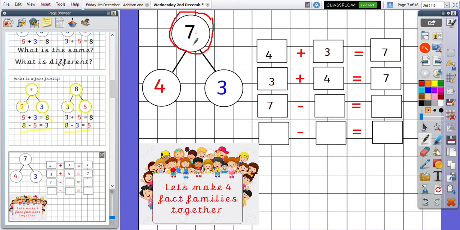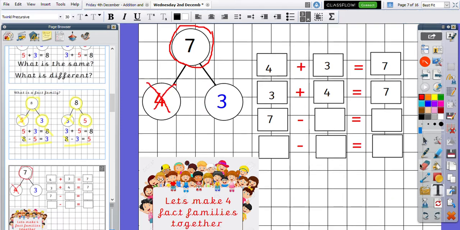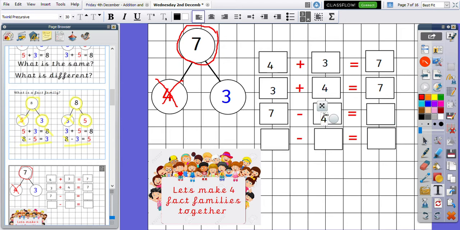Okay, I'm now going to take away one of my parts. So I'm going to take away my 4. So I'm going to write that in. I'm going to take away 4. And what am I left with? I am left with the number 3. Fantastic. Right then, let's clear those annotations because I've got my last one to do.